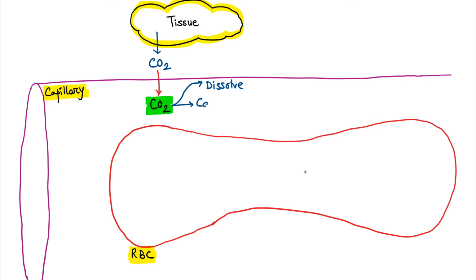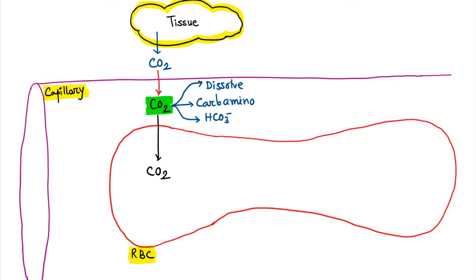Second, carbamino compound formation, which is carbon dioxide along with plasma protein, and also a small amount of bicarbonate formation will occur. But this is not the major form of carbon dioxide transport. So what happens? This carbon dioxide will further enter inside the RBC.